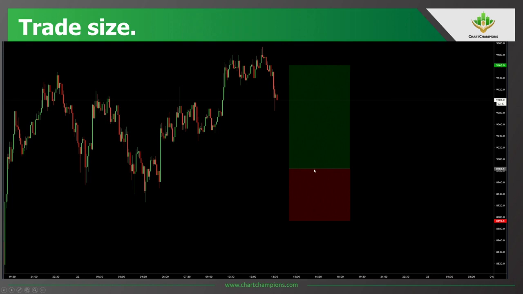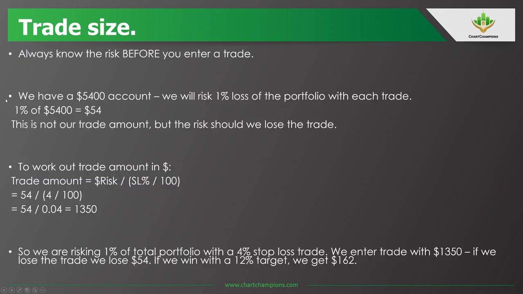Okay, but then to work out our position size. Once we've worked out the setup, we realize where our entry is and our stop loss, but how many dollars are we placing at the entry? This is the formula. So we have $5,400 inside of this account. Again, you might only have $50 or you might have $50,000. This section is going to be different for everybody, but the formula is the same.